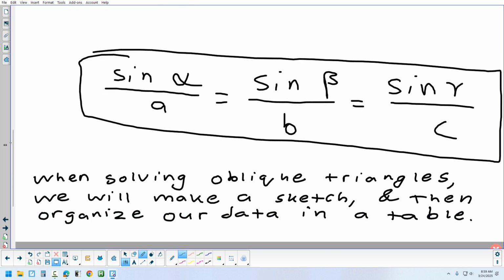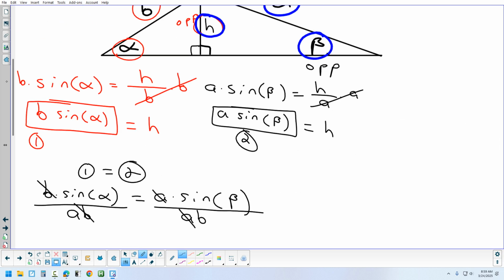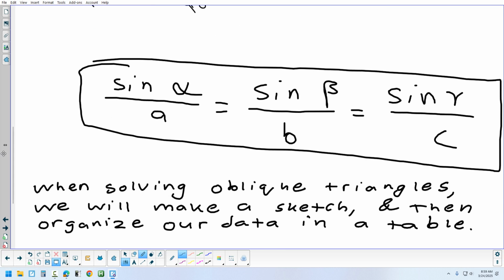So that is the law of sines. We proved where the first two parts come from, and it all comes from just taking a triangle and splitting it into two right triangles. That's all that this law really does. But now that we have that law, we're not going to go through all these steps in the middle again. This law is going to save us a lot of time.